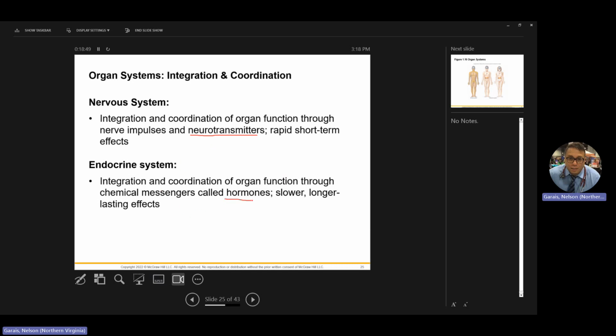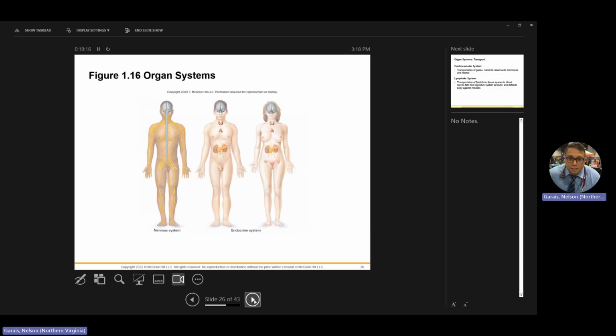Now, in the endocrine system, it takes longer because they don't deal with electricity or neurotransmitters. They deal with chemicals called, well, the proteins. They're called hormones. They're slower, but they have longer lasting effects. Classic example, growth hormone. Another classic example is insulin and glucagon. We're going to talk more about that in class.